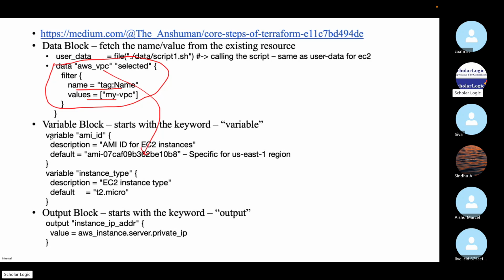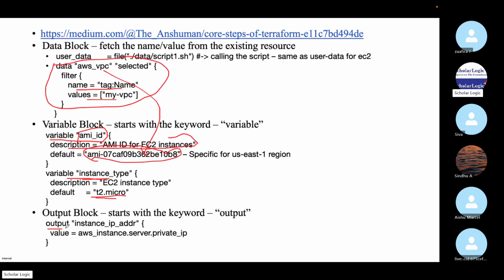Similarly, the variable block: how a variable block is written, you just define a variable name, AMI ID, and the variable value in the default parameter. The description is just for you to understand what kind of variable you are creating. Similarly, it goes for instance type. You might have used t2.micro or t2.medium. So you create a variable name and then the variable value in the default section.